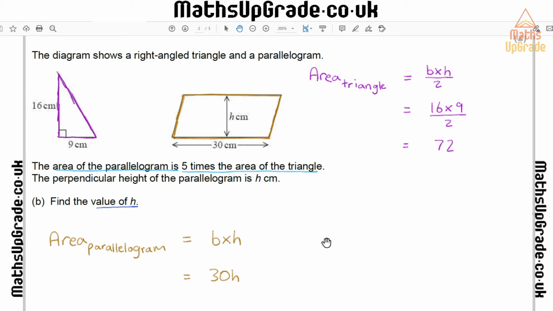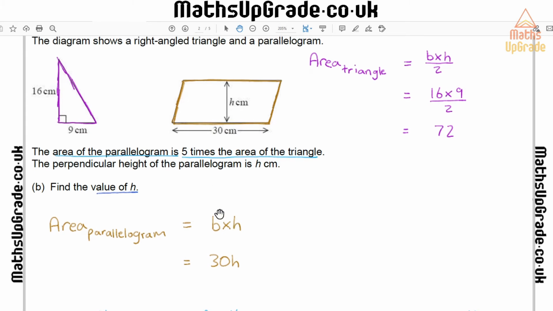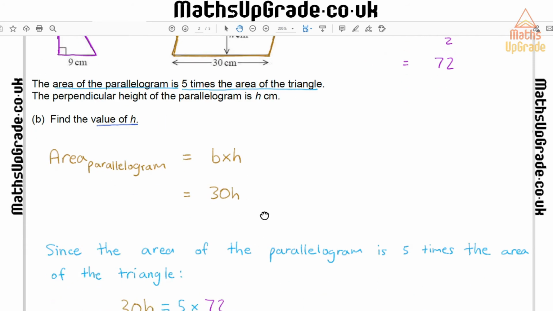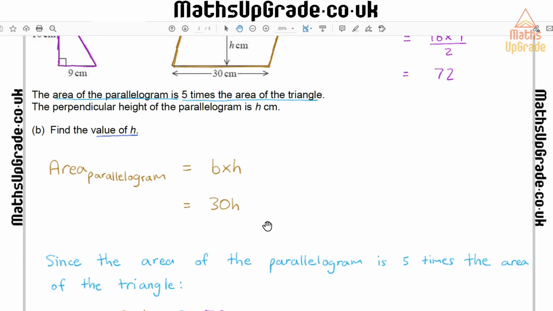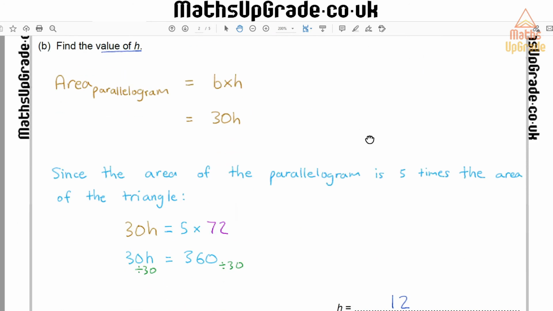Now the area of the parallelogram, well, I know it's base times height. That's a formula for the area of a parallelogram, base times height. So it's 30 times h, the perpendicular height. So 30h. Now since the area of the parallelogram is 5 times the area of the triangle, I can put this equal to 5 times 72, which is 360.